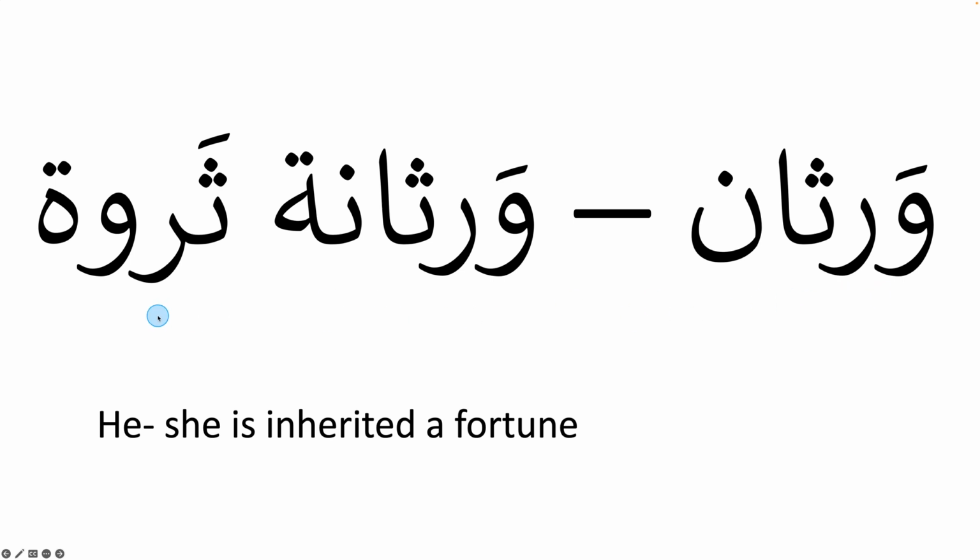ورتان ثروة. And that is if we're talking about male. ورتان ثروة. And that's if we're talking about she, a female. And the translation, which is obvious. It means he, she inherited a fortune, or somebody to be born with a golden spoon, something the equivalent of that. So here it refers to somebody being very rich. And let me know if you do have something similar in your culture. And don't forget to write them in the comment section. Share it with everybody else.